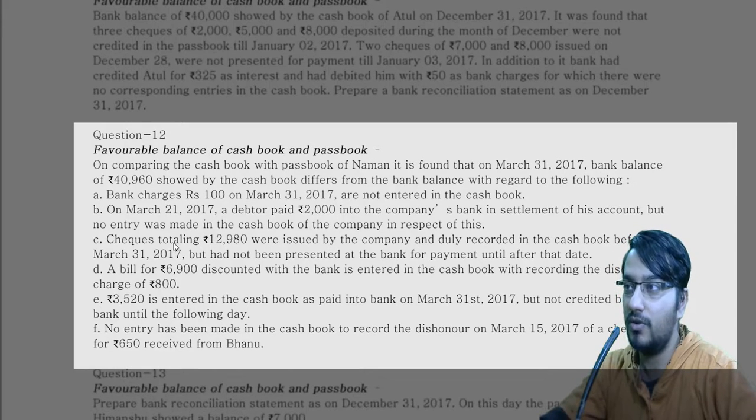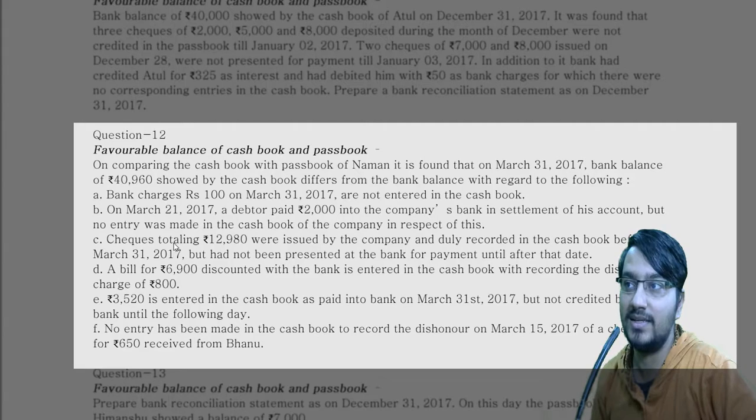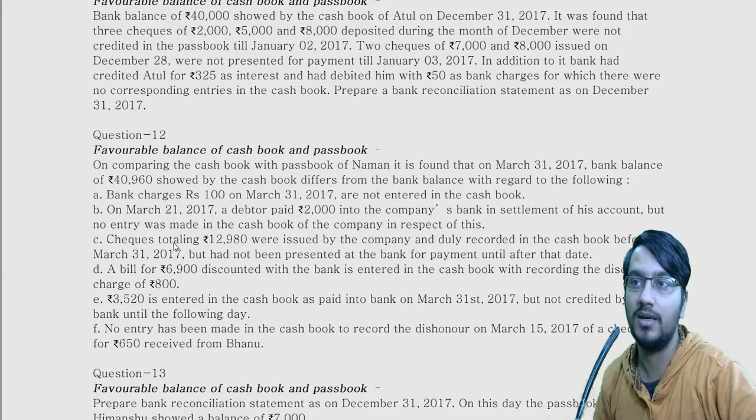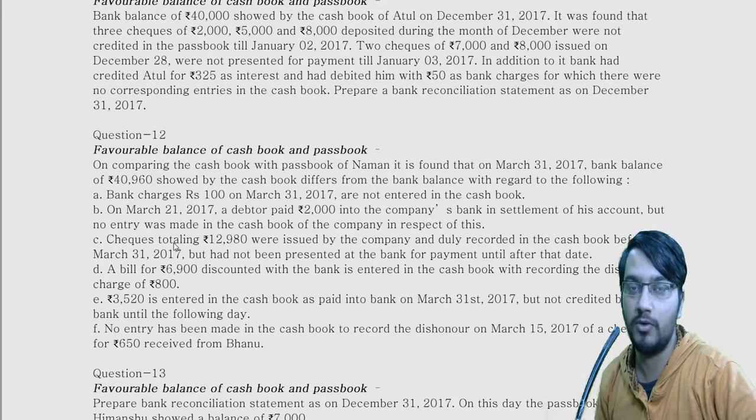So this is question number 12. We need to prepare the bank reconciliation for Naman, which is prepared on 31st March. So you need to remember all those points must be cleared by 31st March. If they're not cleared or cleared in the next month, we need to just make an adjustment for all those points.